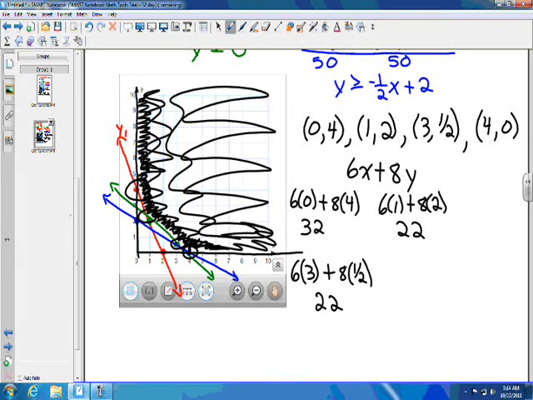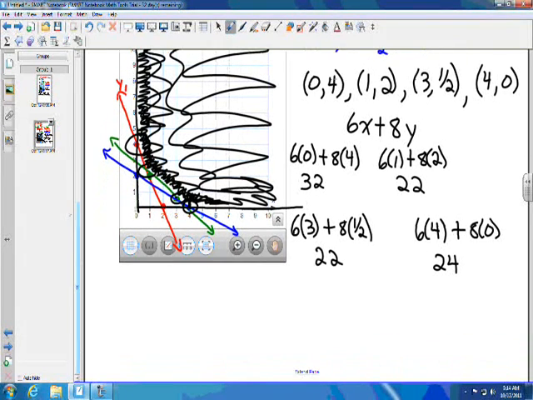And then if you take 4 brand X, what's that one? 24 cents. So what does this mean? You have 2 options. Which one's probably the one you want to go with?